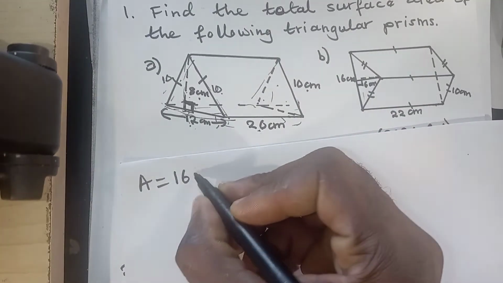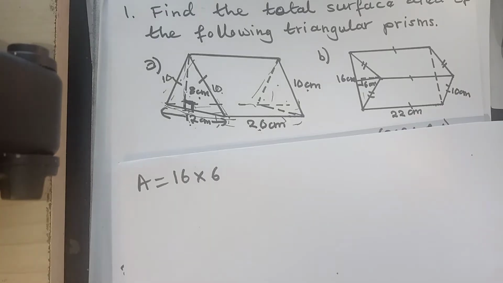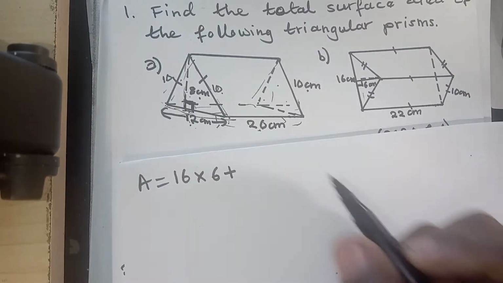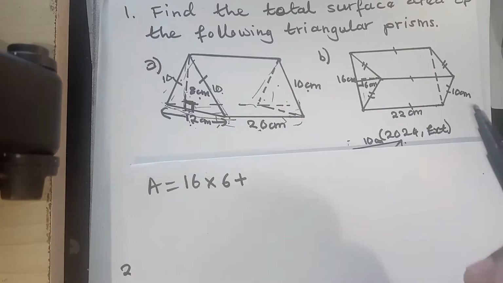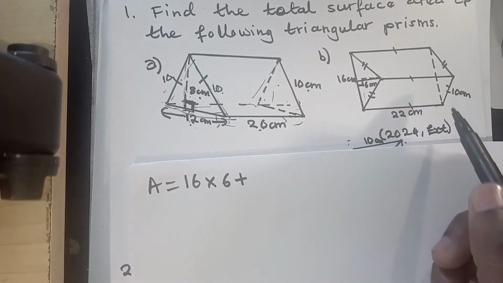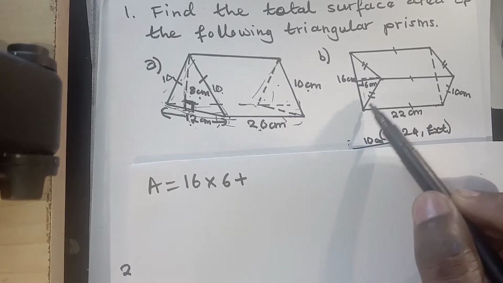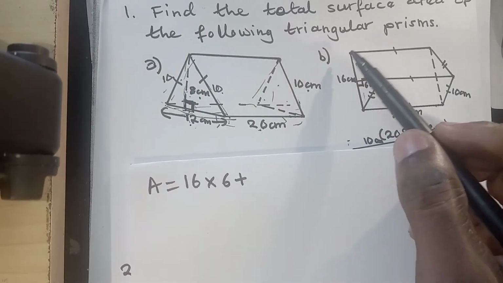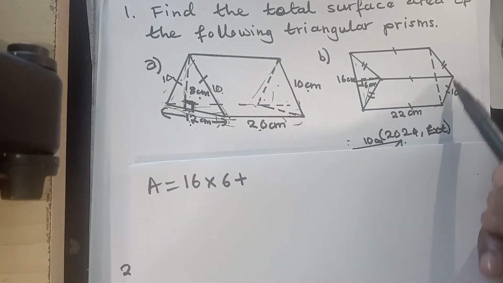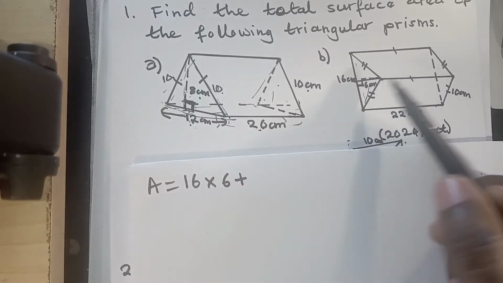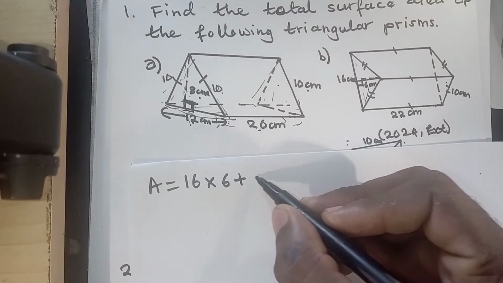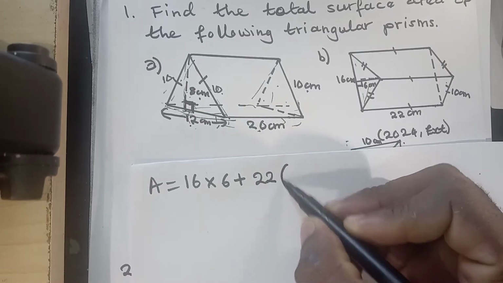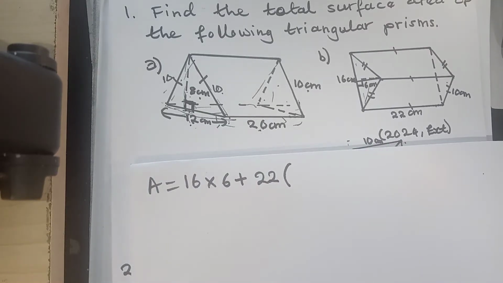So you can say 16 multiplied by 6, and then plus the height of the triangular prism. Remember, the height of the triangular prism is the distance between the two triangular faces. So we have this triangular face and this triangular face. So the distance between these two triangular faces is 22. So you write this one and then open the brackets like this.